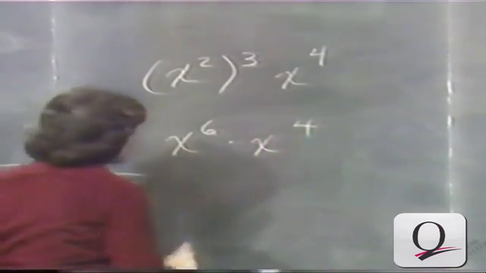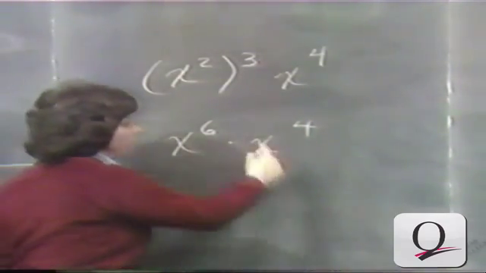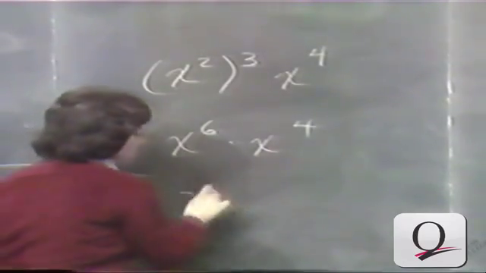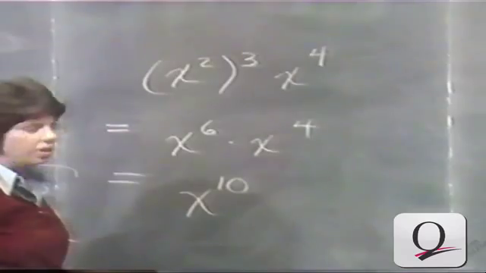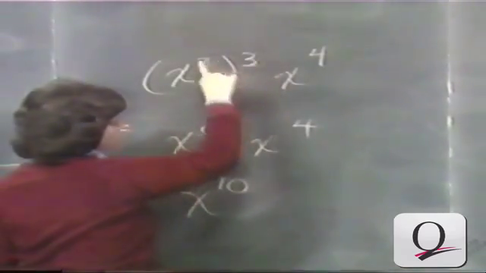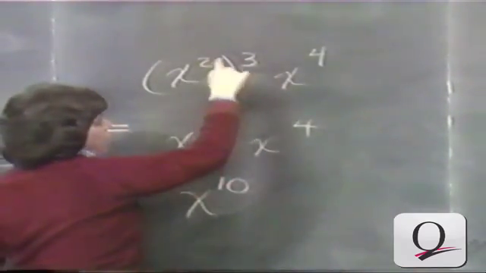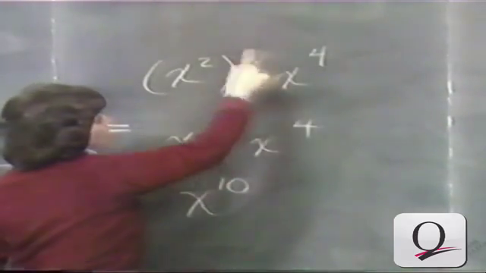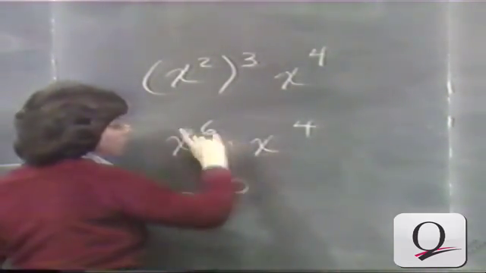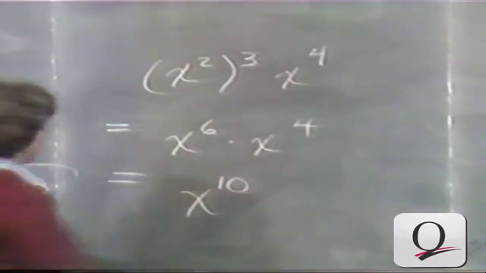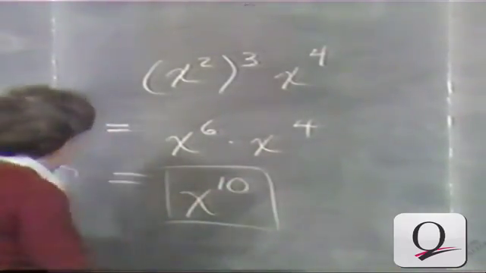Then we use the first rule for exponents, x to the 6th times x to the 4th, giving us x to the 10th power, keeping the base and adding the powers. Here we multiplied the powers. This was a to the m to the n. This was rule 3. We multiplied the powers. Here we use rule 1. We keep the base and we add the powers. And the answer is x to the 10th.